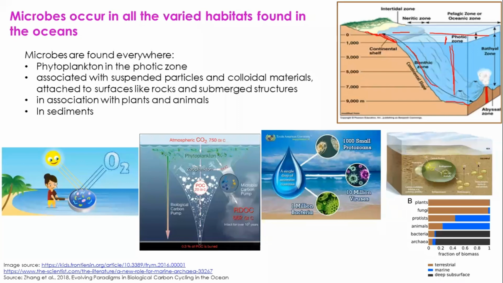Different microbes have occupied the different areas. Some of the species can be ubiquitous, that is, present in almost all the surfaces. Some of them have occupied the photic zone, for example, phytoplankton, or any autotrophic prokaryote, because they require sunlight for the photosynthesis.